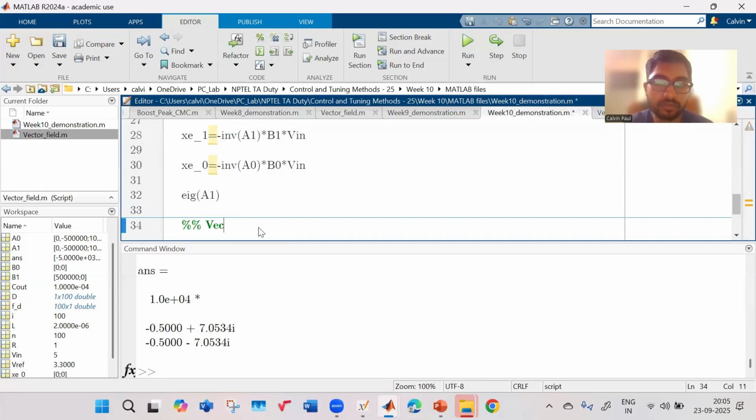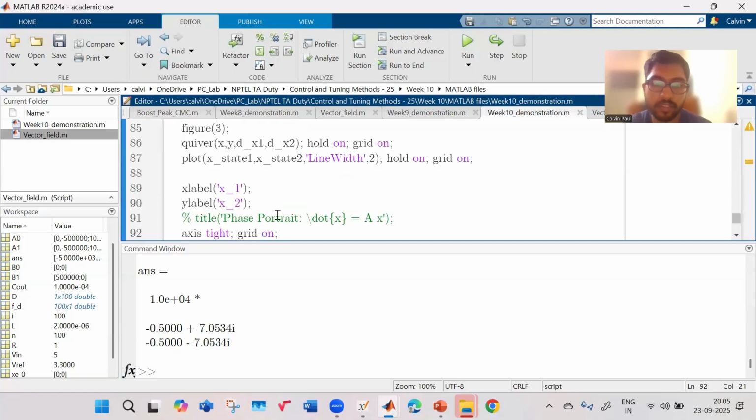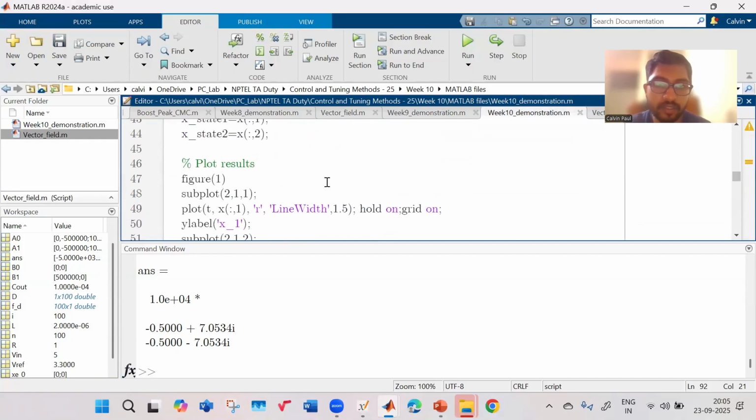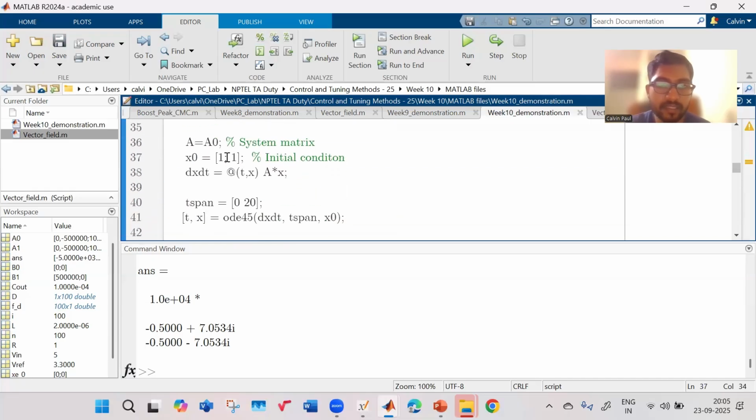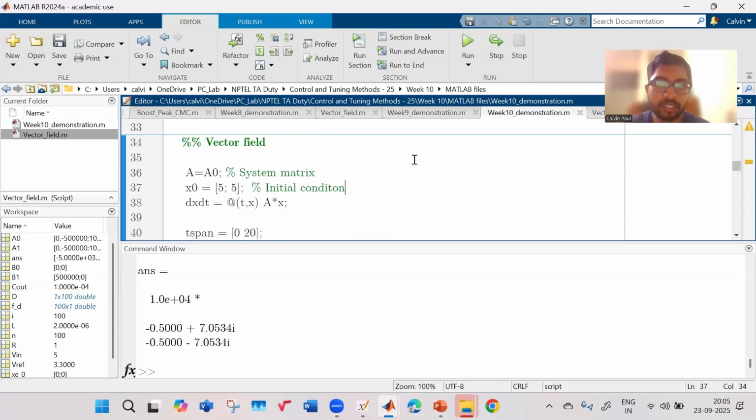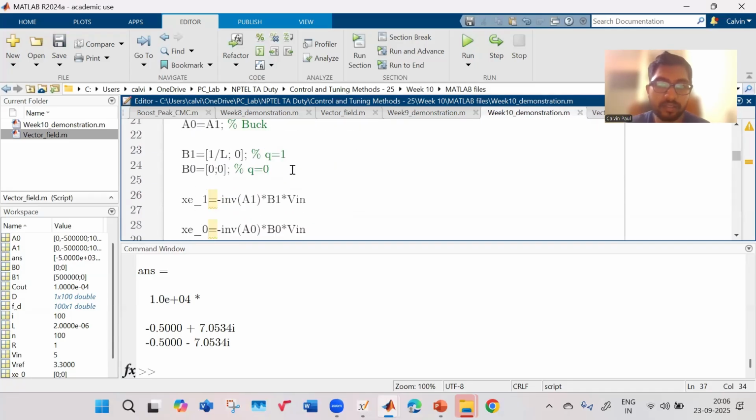Vector field code given here. Okay. So instead of this A, let me put here the buck converter matrix. A0, A1 both are same. Okay. X0, let us say from 5, 5. Okay, let us run this.